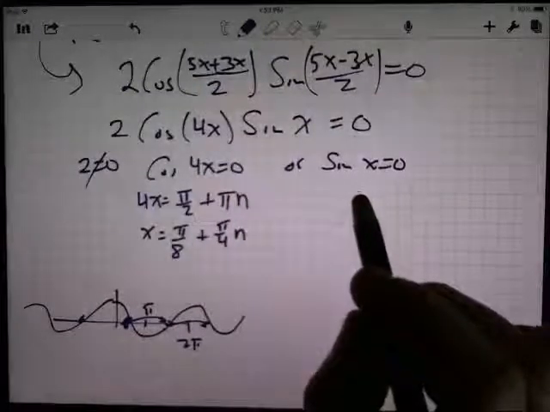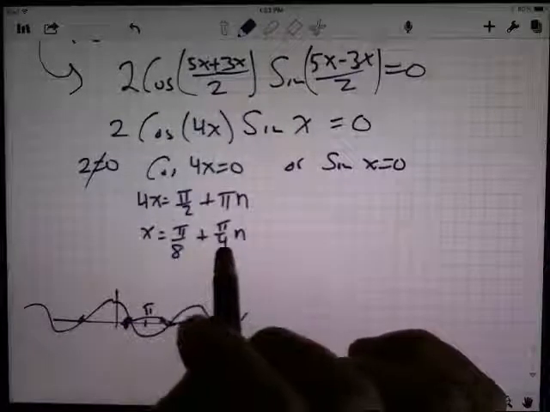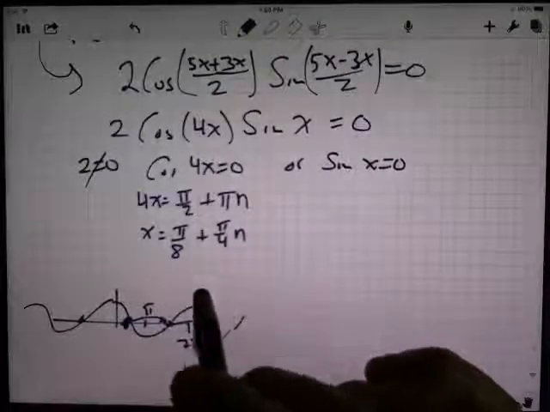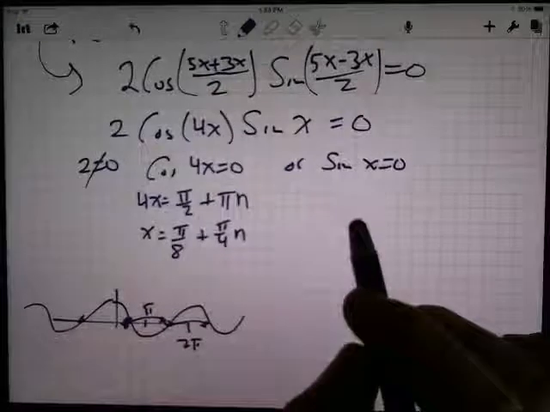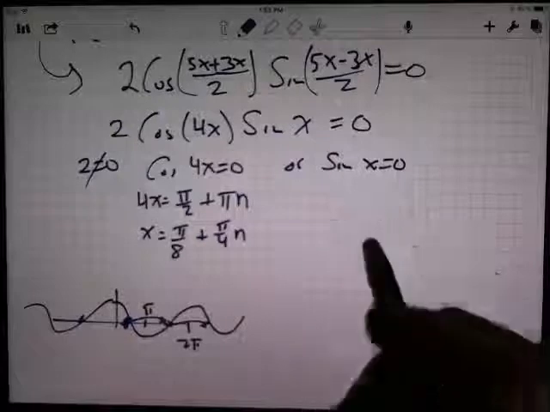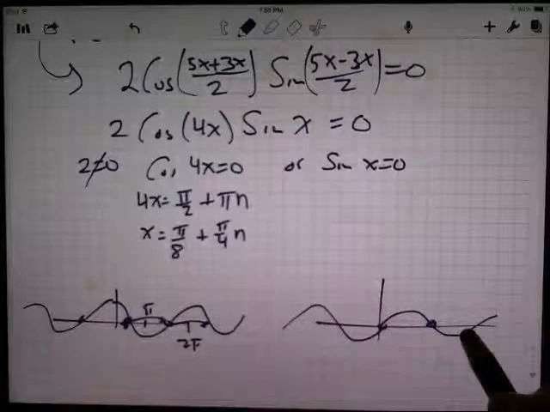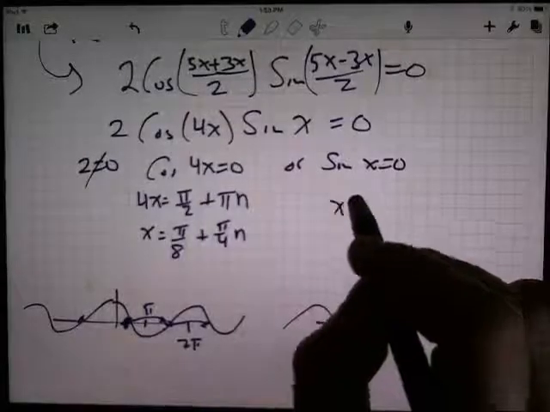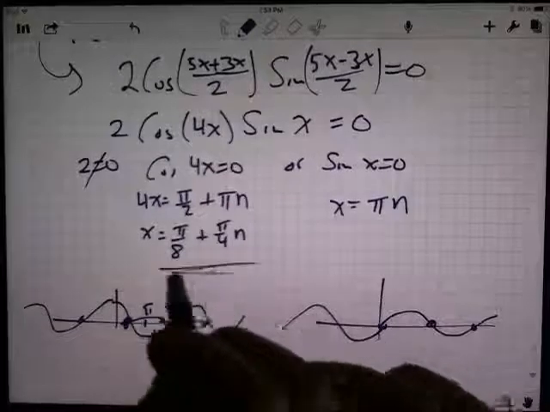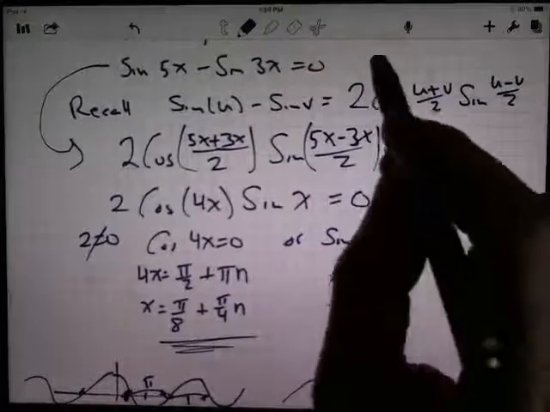Which I should point out, these are all the odd pi over 8's, right? Because this is 2 pi over 8. So this is 1 pi over 8, 3 pi over 8, 5 pi over 8, and then on the negative side as well. Over here, when is the sine equal to 0? Well, I'm looking at my sine curve thinking, when is that equal to 0? That happens on the pi's. So x equals pi n. So all of those are solutions to the equation that we started with up here.